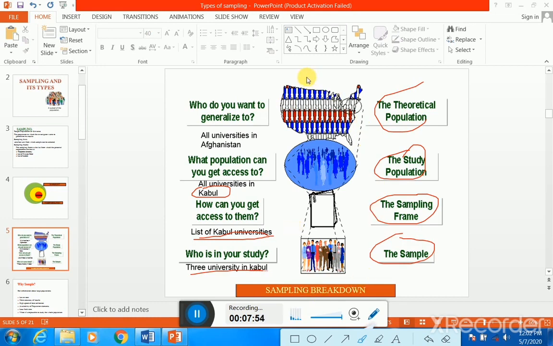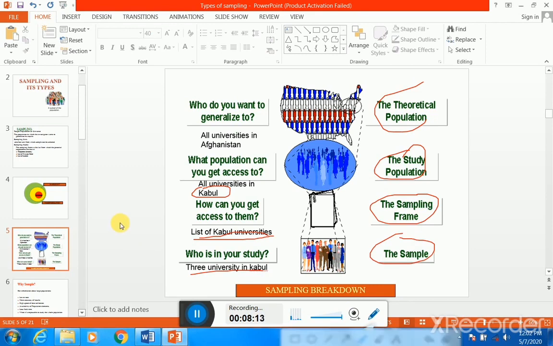We go from your target population, your theoretical population, to the target population, then to the sampling frame, and from the sampling frame, at the last, we make our sample selection. The whole process is known as your sampling breakdown process. Hope, inshallah, a bit of the idea will be clear.